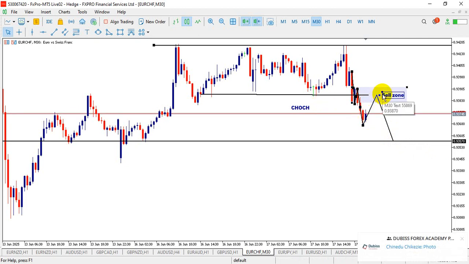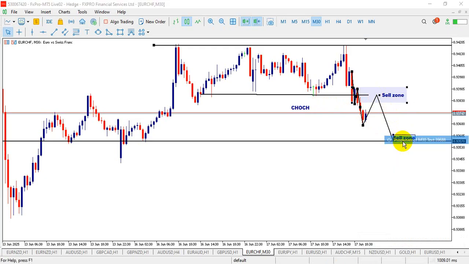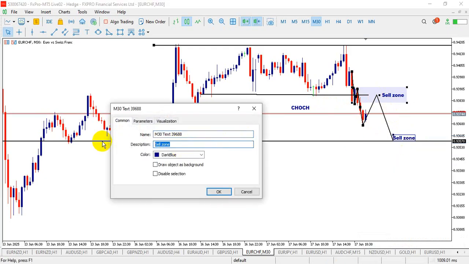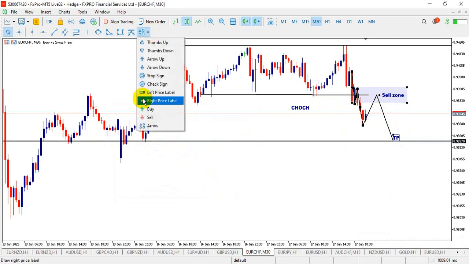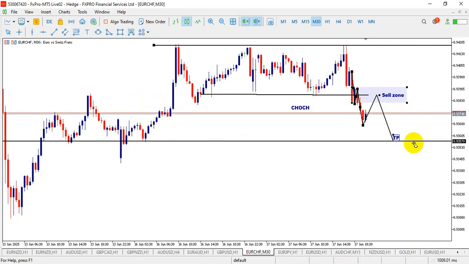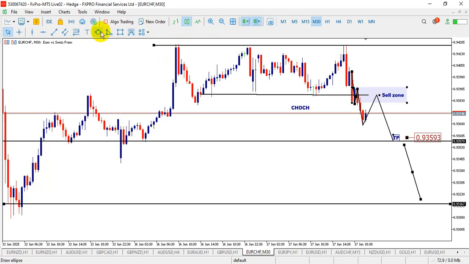Expect your first TP here. That should be, let me TP. So let's see the price. That should be around 0.93593. Then further move, we could be seeing that price coming towards this zone here. Let's see.